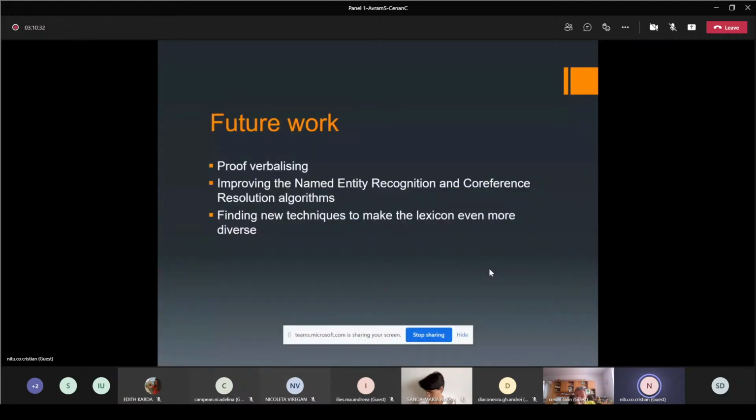As future work, I propose to find a way to verbalize the proof given by the prover, to improve the named entity recognition and coreference resolution algorithms, and to find new techniques to make the lexicon even more diverse.